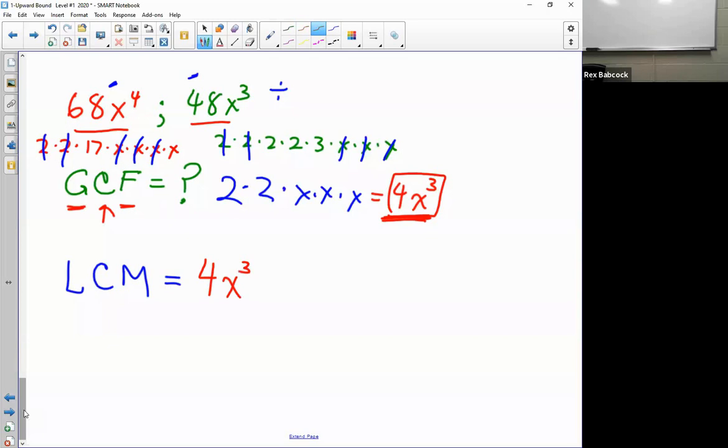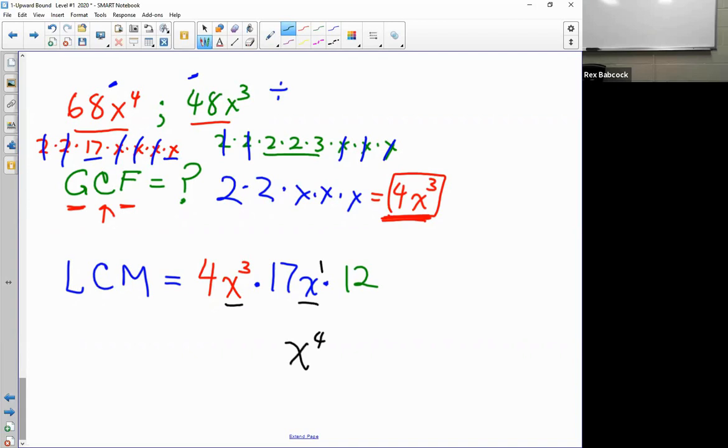Then I take the leftovers. Here there's a 17x. Here there is a 12. And I multiply everything together. The variables, pretty easy. I have an x to the fourth. There's an understood one there.